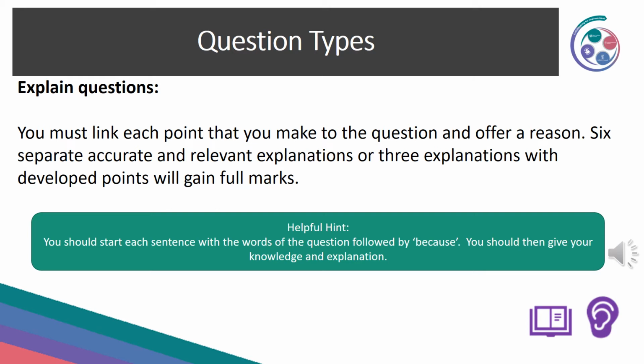A helpful hint when dealing with an explain question is to remember that you should start each sentence with the words of the question, followed by because. At that point, you should introduce your point of knowledge and your explanation. This shows your marker that not only are you able to identify the fact, but you know what it means and you can relate it back to your question.